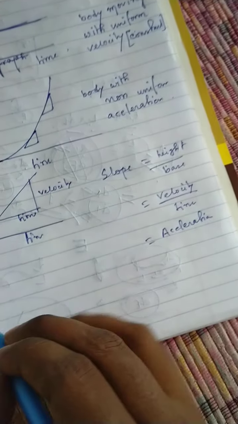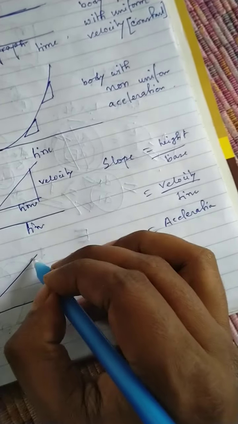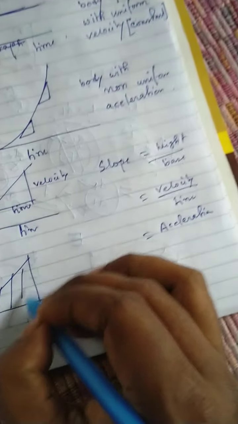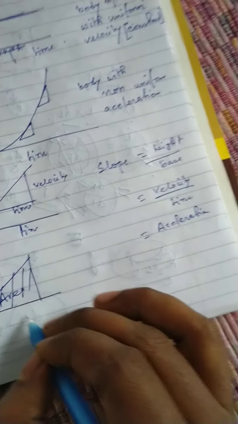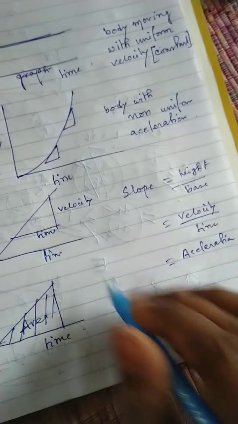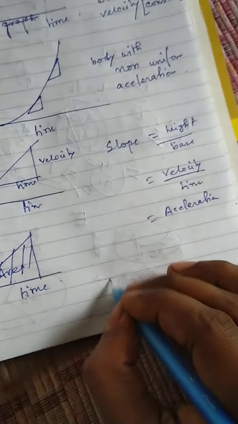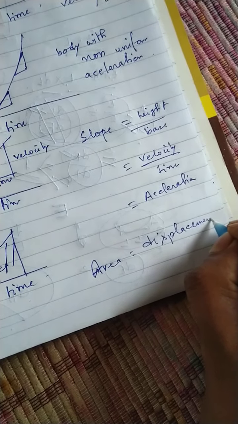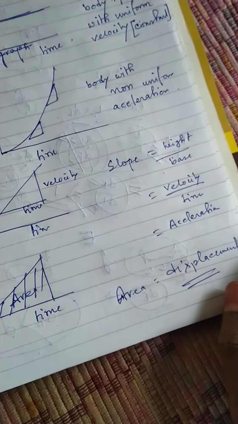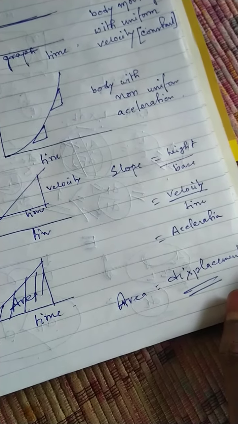Now if we calculate the area under the curve from the velocity time graph, then the area would certainly represent the displacement. So this is all about the velocity time graph and the outcomes of the velocity time graph. Thank you.